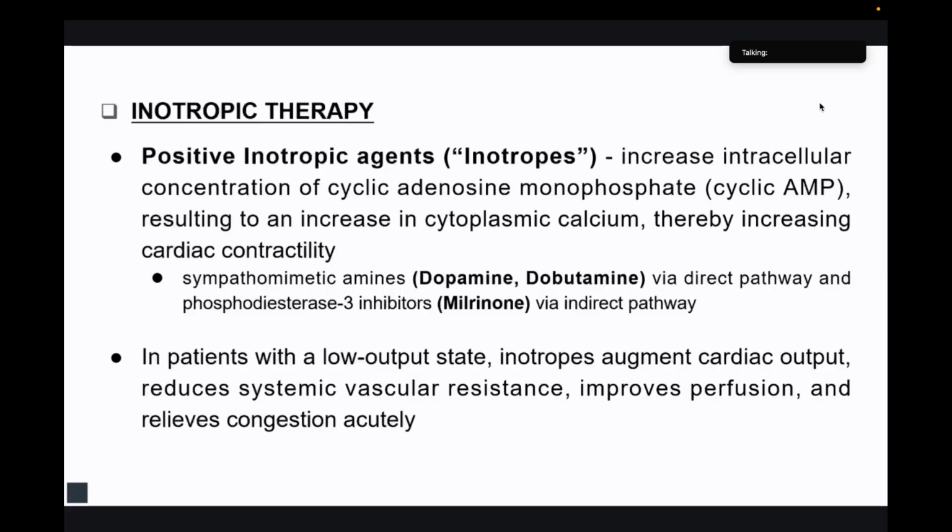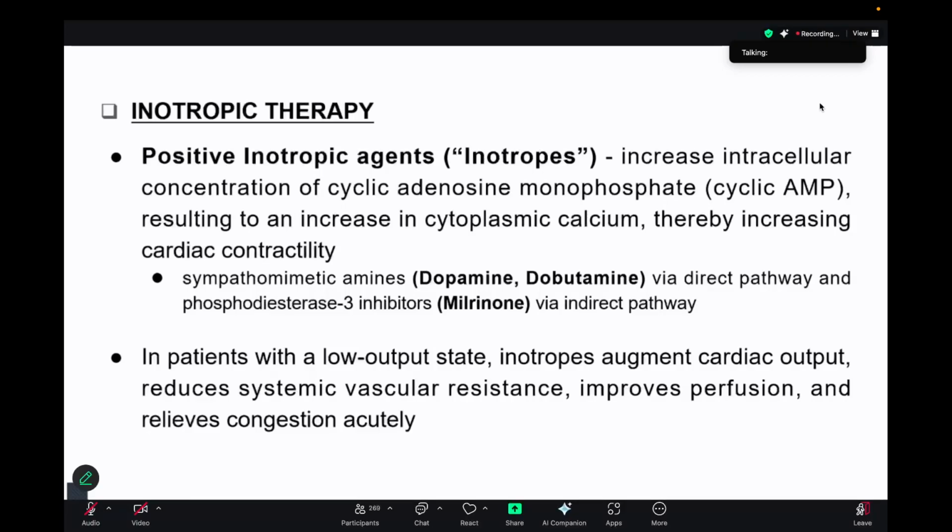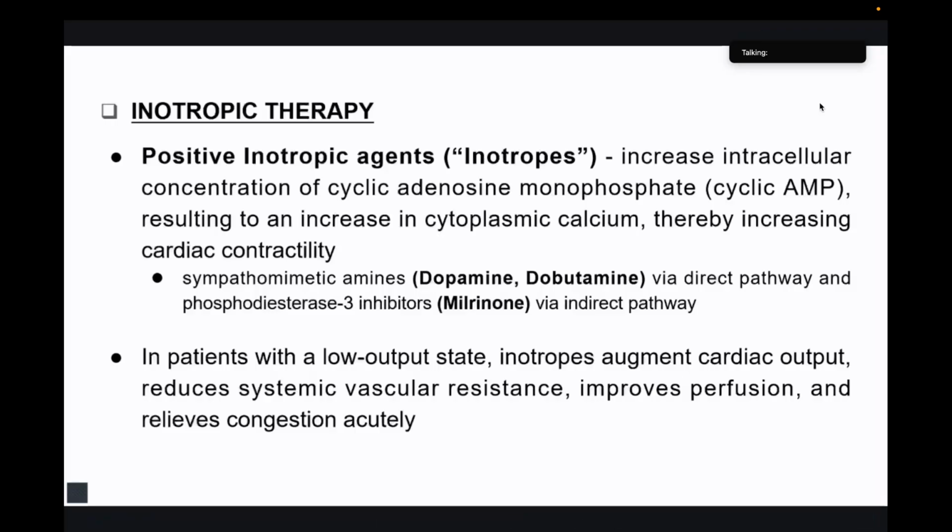Your inotropes are your dopamine and dobutamine, which act by a direct pathway, and the phosphodiesterase 3 inhibitor milrinone, which acts via indirect pathways. So in patients with a low output state, inotropes will augment cardiac output. It helps to reduce systemic vascular resistance, which in turn will improve perfusion and help relieve congestion acutely.